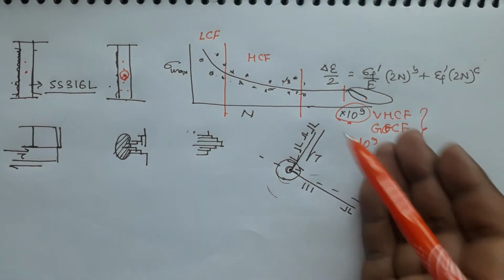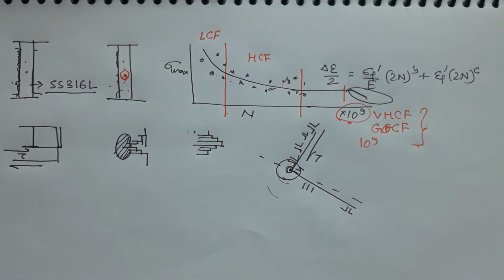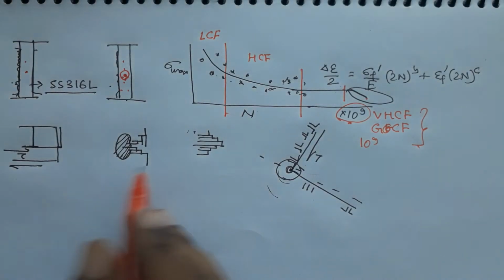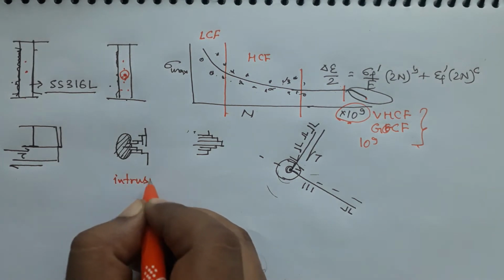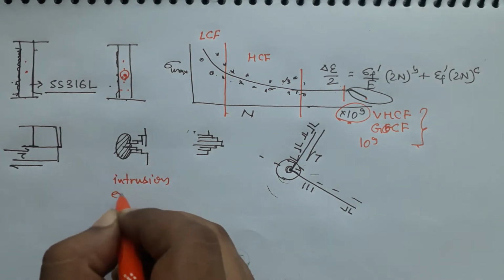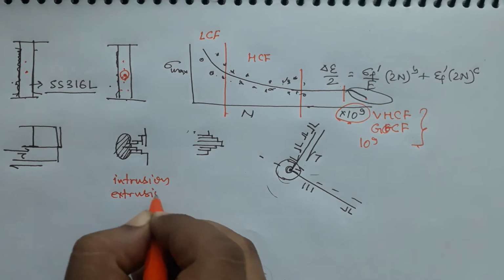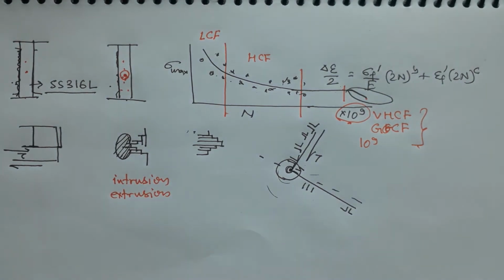And obviously you have to consider that you do not have the fatigue. The fatigue limit concept is not going to work for your component. So this is the mechanics. These are called intrusions and extrusions, okay, which form at the surface and they result in a crack.